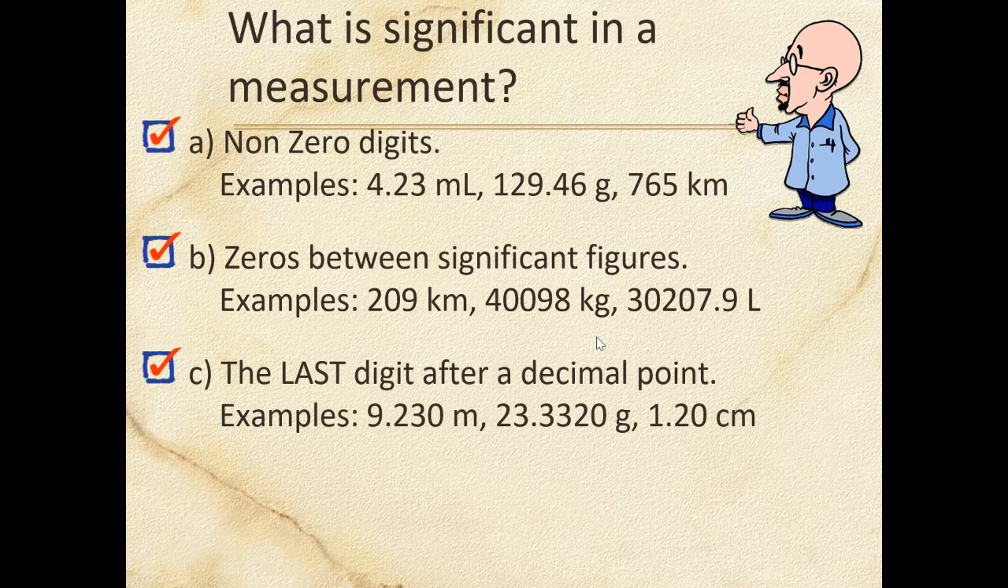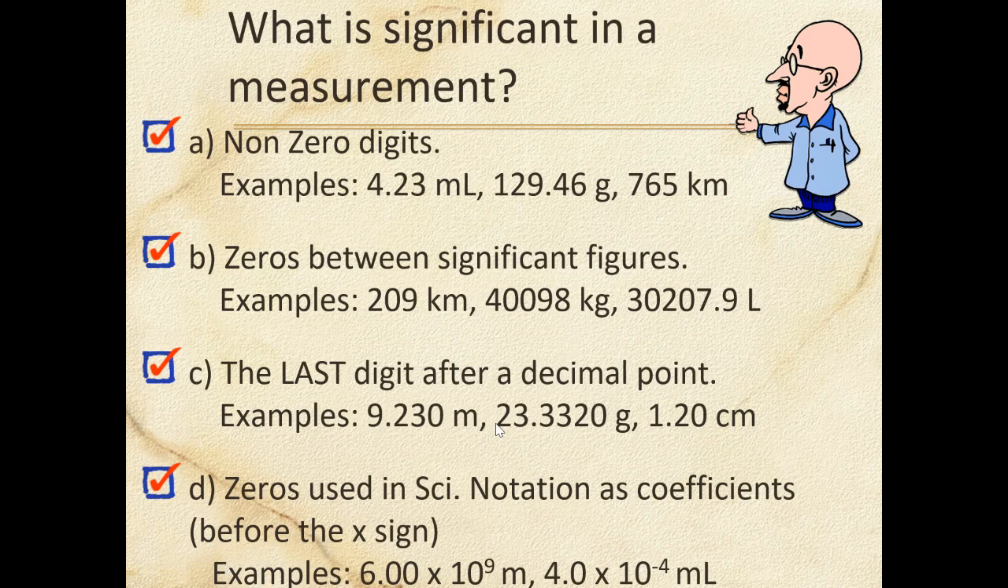The last digit after a decimal point is also significant. So in the example 9.0230 meters, that has 4 significant figures. The 9, the 2, the 3, and the 0 are all significant. In 23.3320 grams, the 2, the 3, the 3, the 3, the 2, and the 0 are all significant. Therefore, there are 6 significant figures in that value.